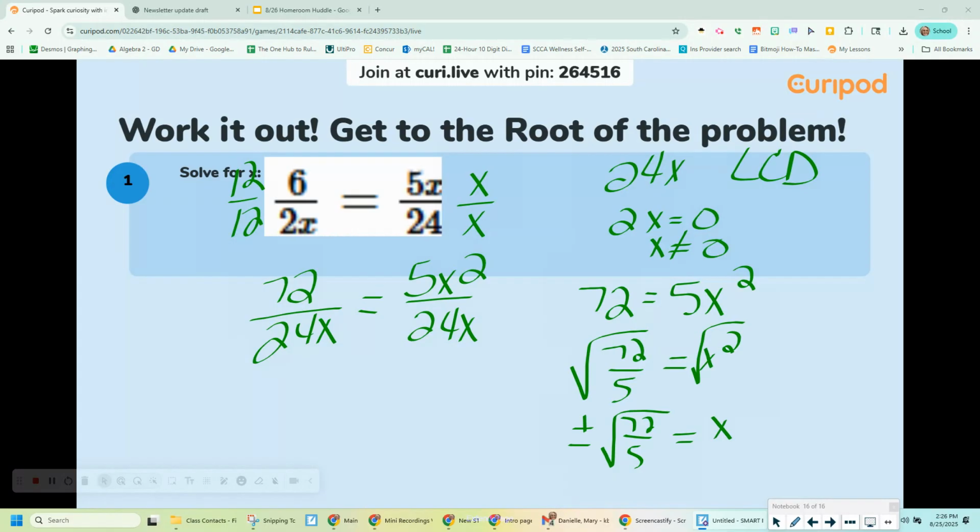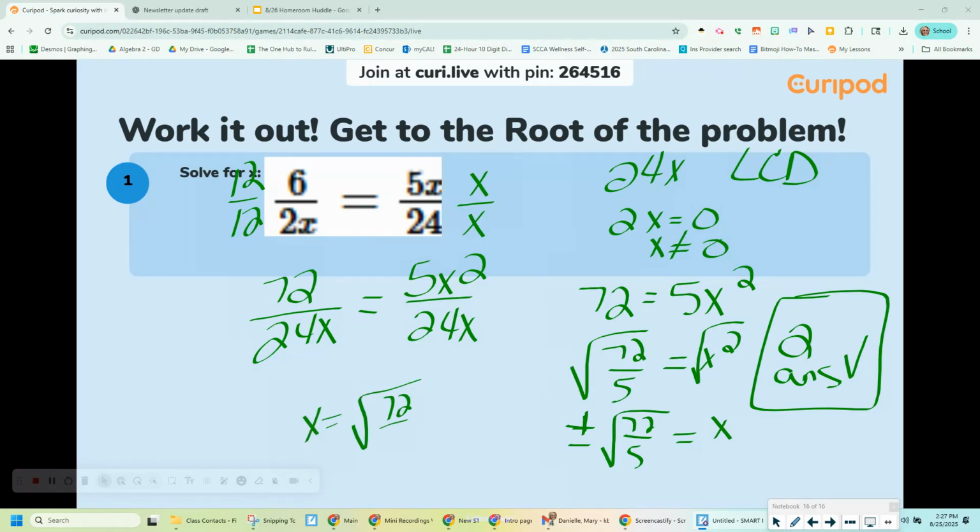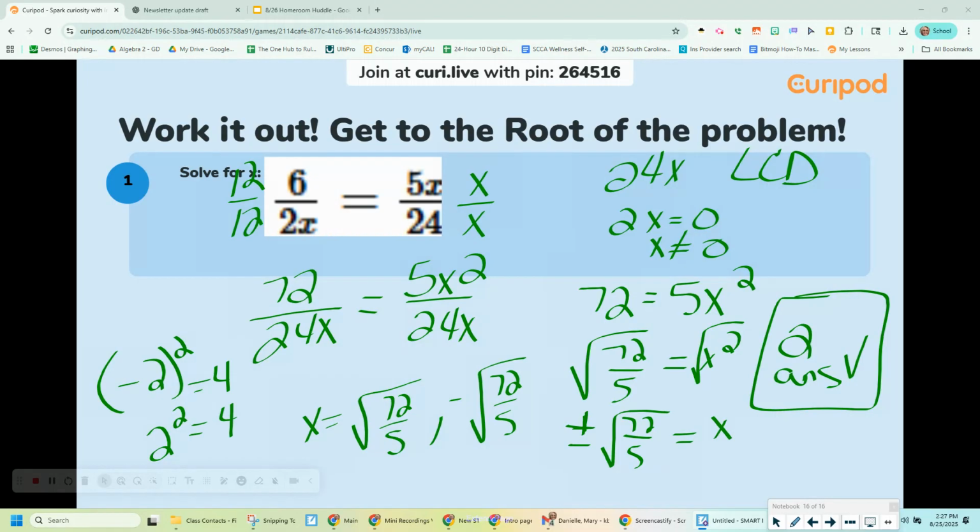Know that when you have a square term, there's going to be two answers. Okay, two answers, which is where the positive and the negative comes in. This is actually x equals positive square root of 72 over 5 and the negative square root of 72 over 5. Because you remember that negative 2 squared and 2 squared are the same 4. Okay? Negative times a negative is a positive, and a positive times a positive is a positive.